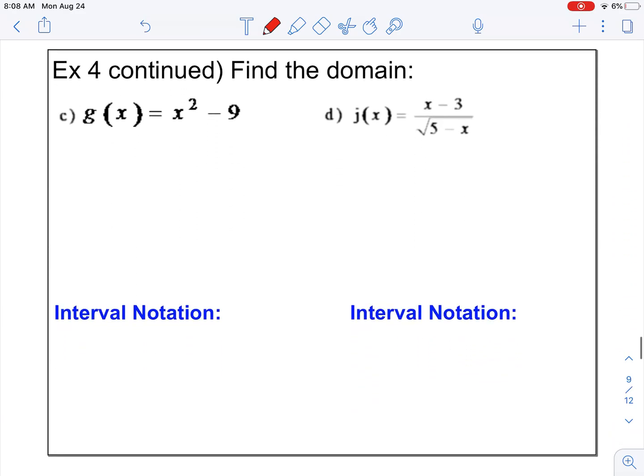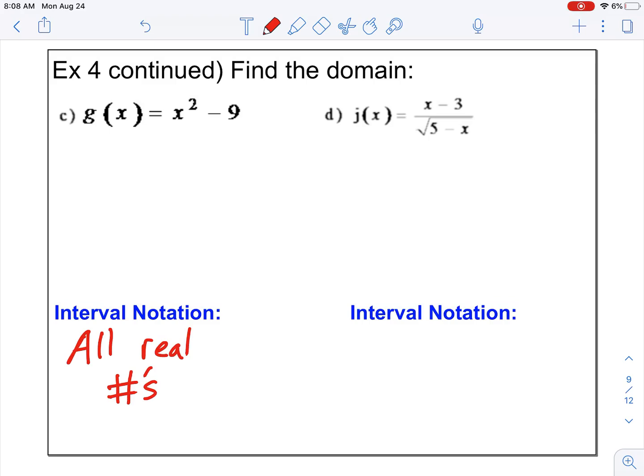Let's look at these two. So letter C, looking back at my red flags. I have a denominator here technically over 1, but it doesn't have any variables in it, so that can never be 0. So I don't have a denominator to worry about. I don't have any square roots or fourth roots. I have an x squared, but x squared is not a radical. So because this has no red flags, my domain for this is all real numbers.